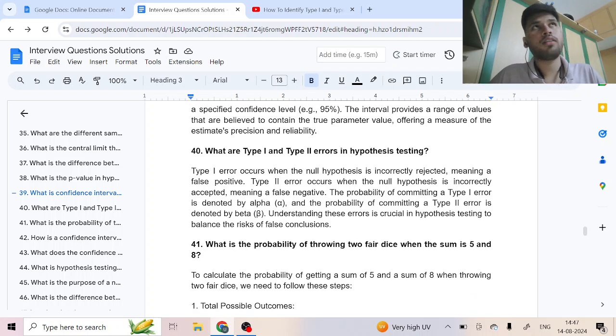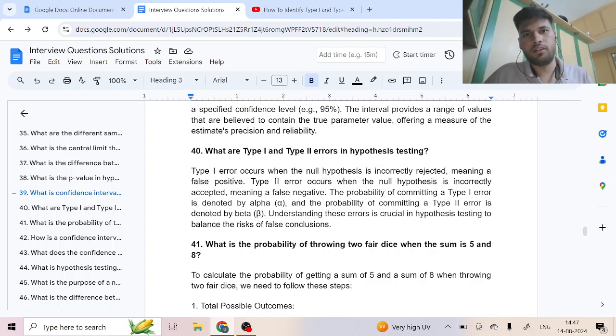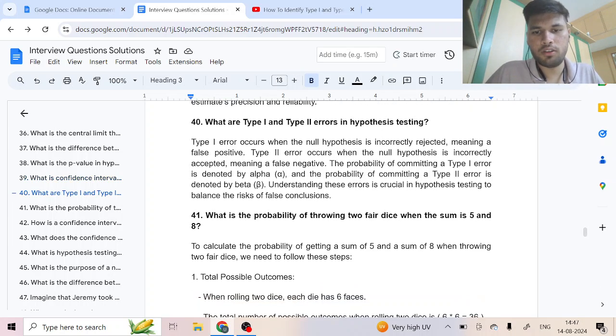And a type 2 error is when the judge finds him innocent even though he is actually guilty. So it is a type 2 error. Basically, a type 2 error is a false negative, and a type 1 error is a false positive. So I think you got this.